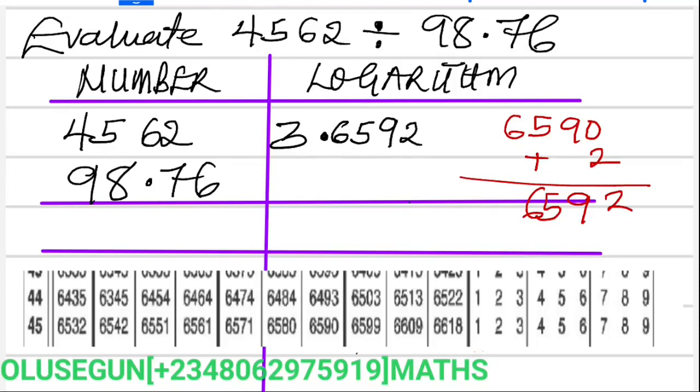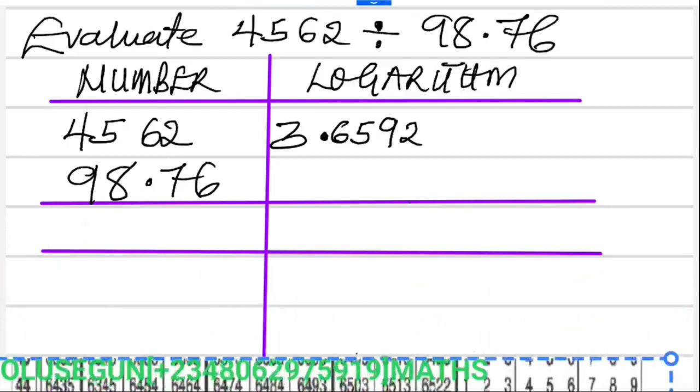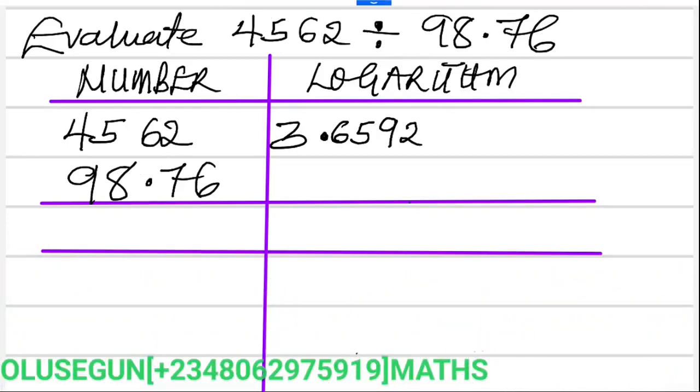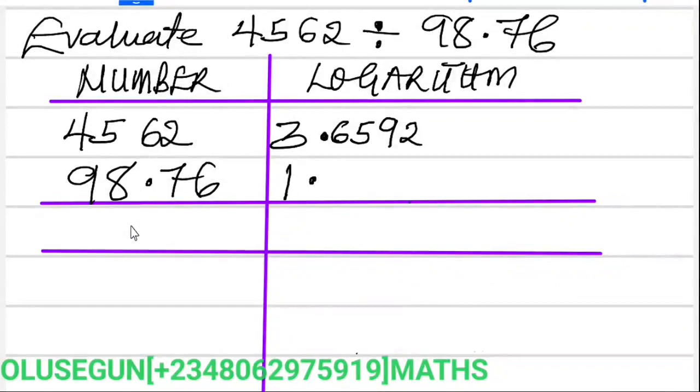So let me clean the rough work. Now we want to find the logarithm of 98.76. The first thing you do is put the point after the first digit, so it gives us 9.876. Therefore, the characteristic will give us 1 point.